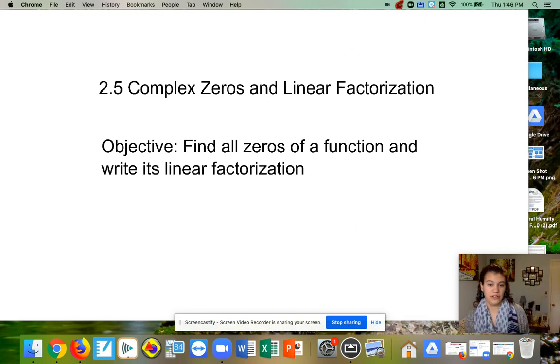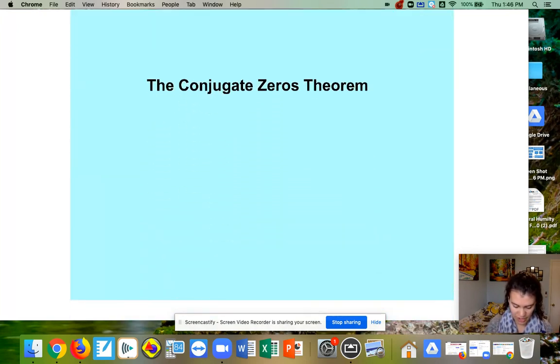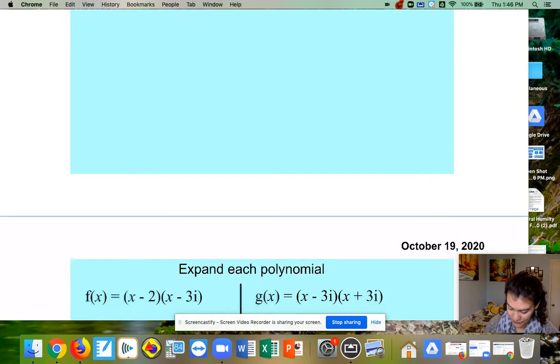So today in this video, we're going to talk about complex zeros and linear factorization. So how can we find all of the zeros of a function, the real and the imaginary zeros, and then write out a linear factorization? So the first thing we're going to talk about is the conjugate zeros theorem.